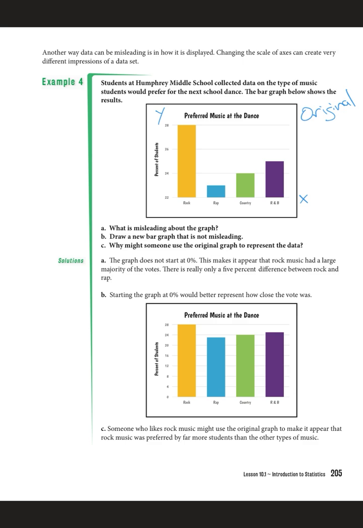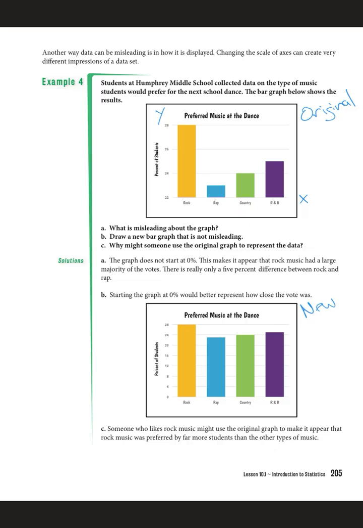The reason this is misleading is that it doesn't start at 0. This makes it appear that rock music had a large majority of votes. If you look at the original display, it looks like more kids wanted to listen to rock and roll than anything else, so it's misleading in that regard. There is really only a 5% difference between rock and roll and rap, and you'll see that in the next graph. B, drawing a new graph. So here's your new graph.